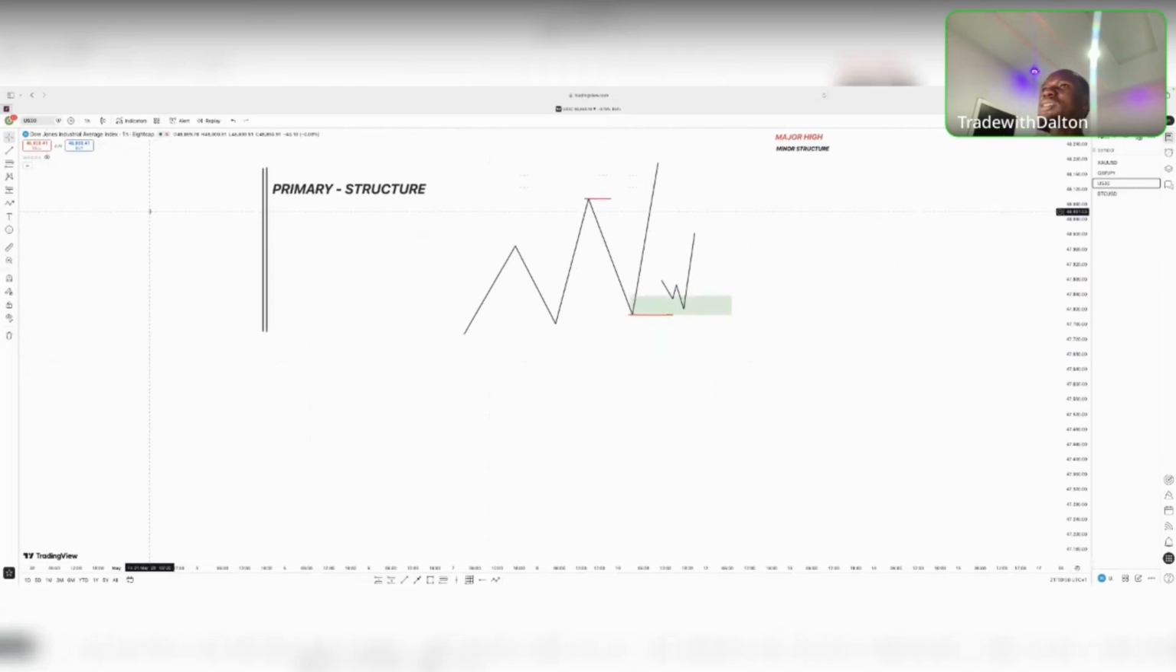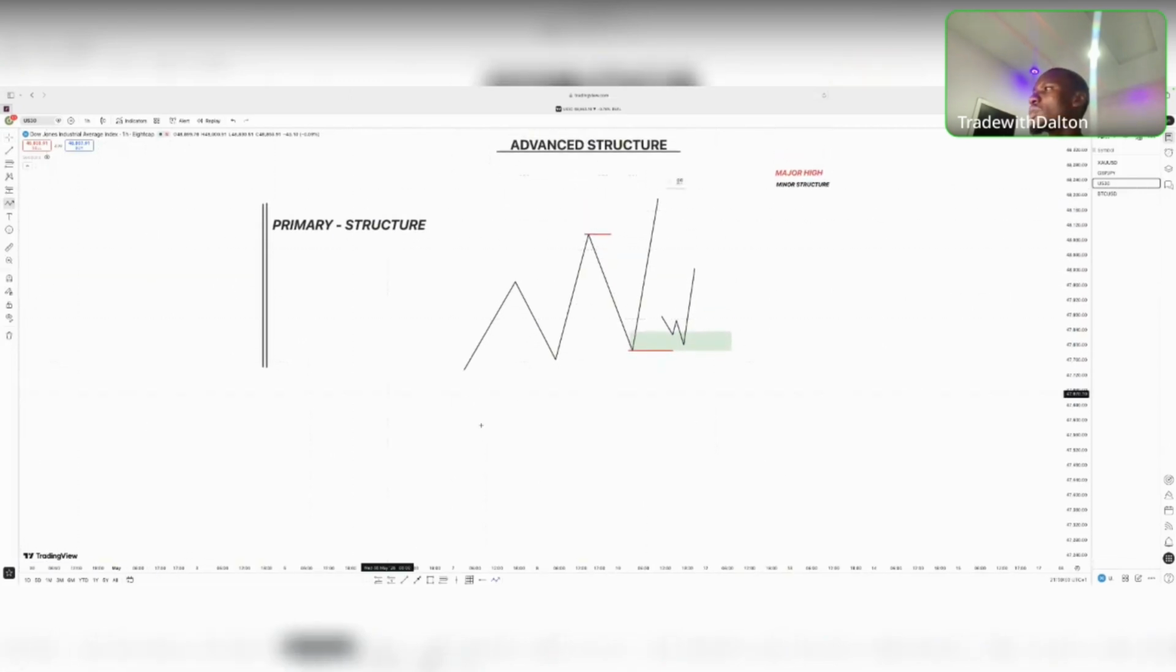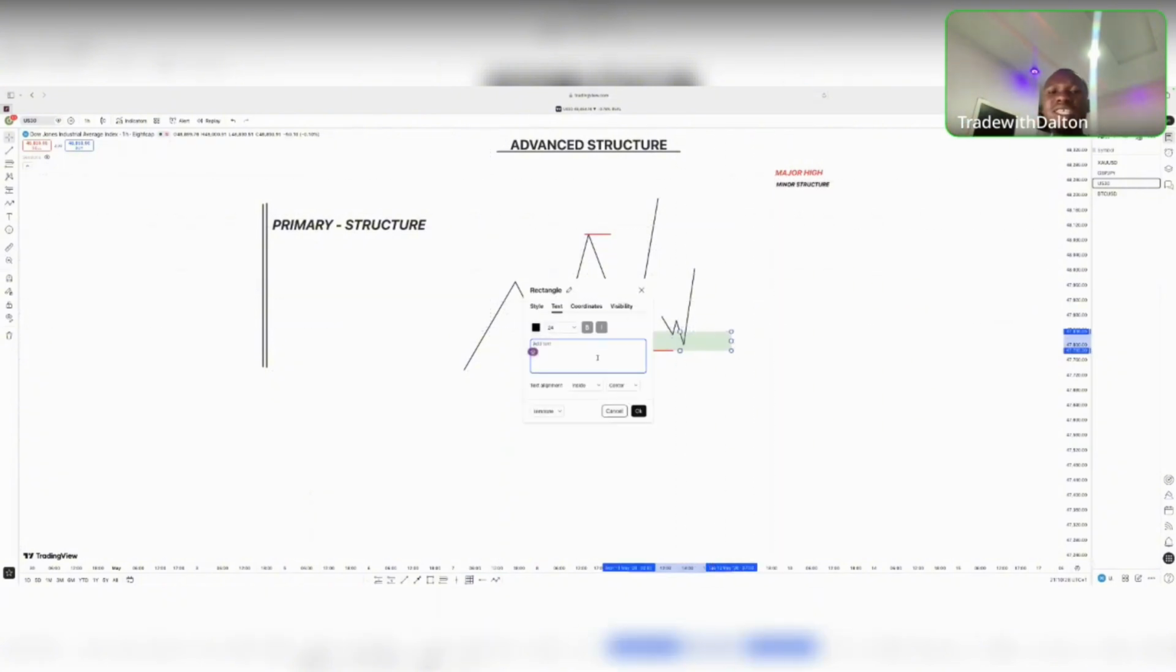Remember when we were talking about internal structure, we said your internal structure is the smaller price movement inside your main range, inside the whole range. With that ideology, when price gets to your demand or supply zone, in this case we are going to be using this support zone, which is your low, the zone where you expect price to reverse.